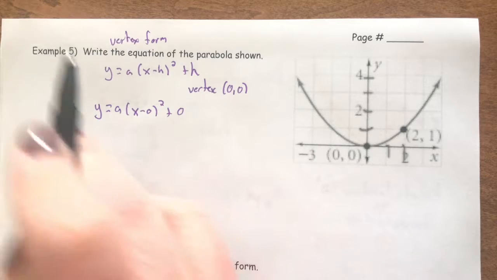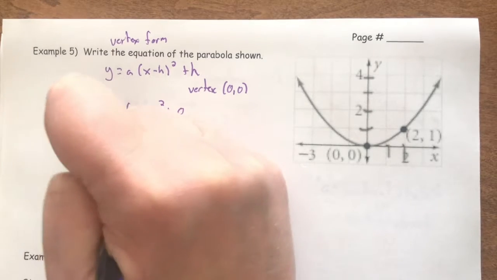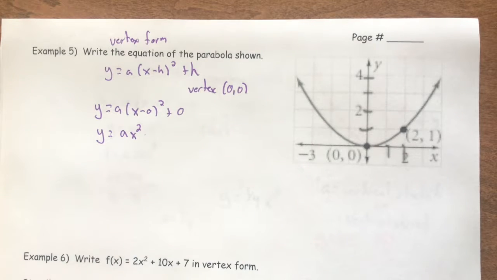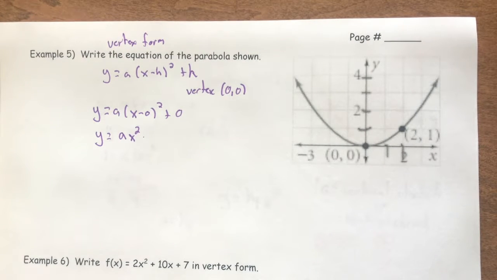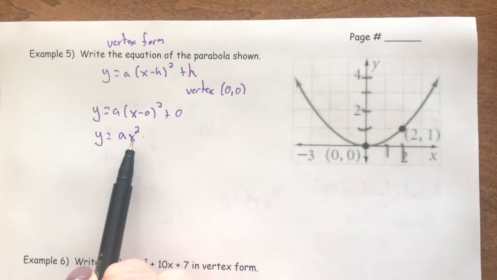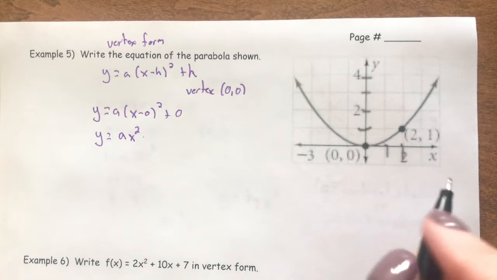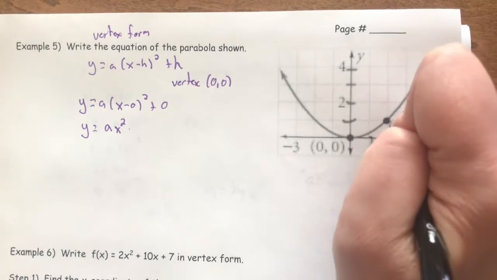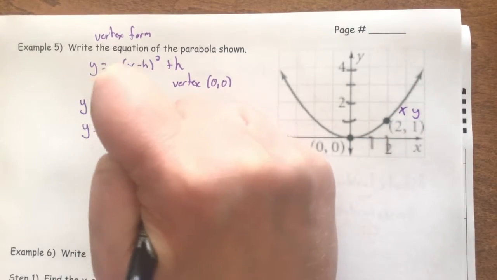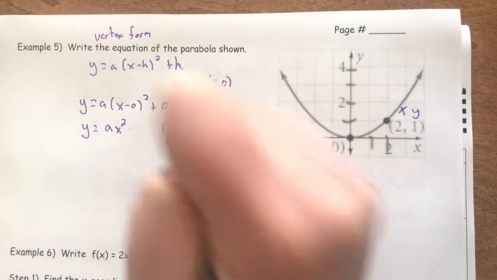Now when our vertex is 0, 0, our equation can simplify down into a x squared, and then the plus 0 we do not need to show. All we have to do now is to figure out our a value as we pick another point, x and y, from our graph. Well, if we go over to our graph, we see that we have the point 2 and 1. So we're going to go ahead and plug 2, 1 into our function for x and y.